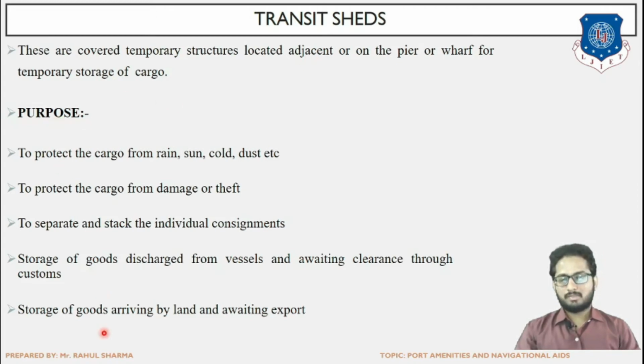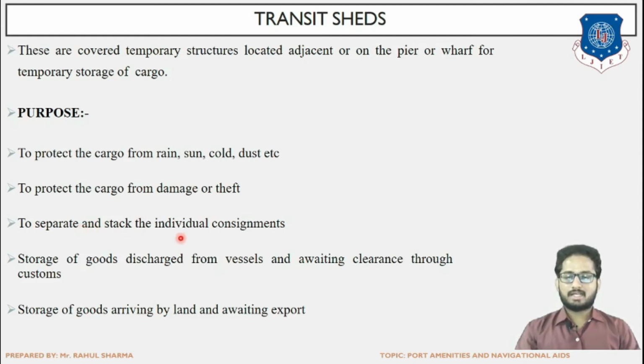Purpose, so these are the basic purposes of transit shed: to protect the cargo or commodity from rain, sun, cold, dust, that is the weather basically. So giving protection to the cargo from various weather conditions. To protect cargo from damage or theft. So make sure that the cargo or commodity which has been unloaded remains protected.